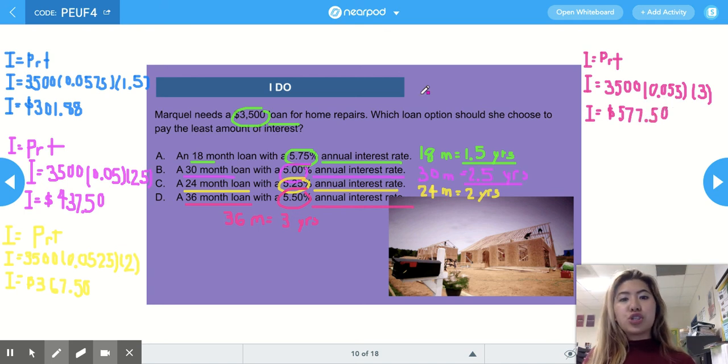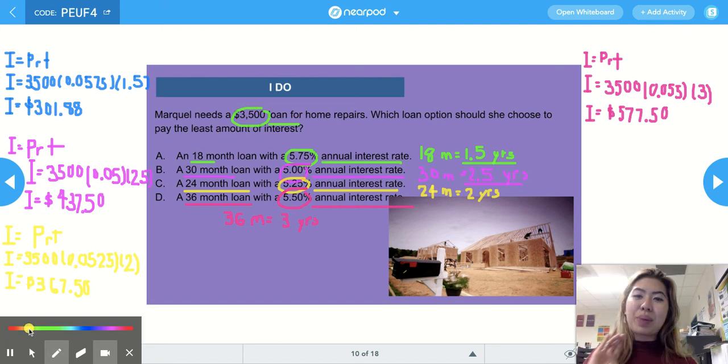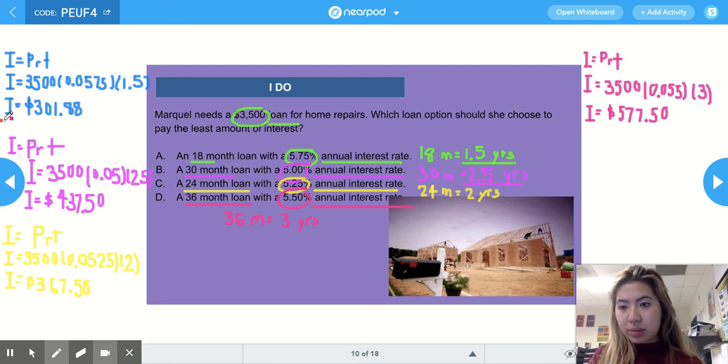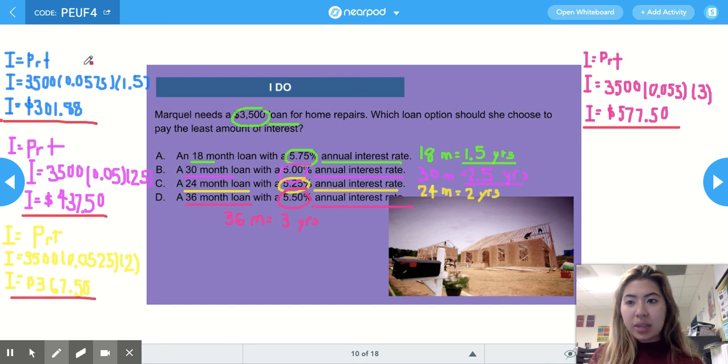So which loan option should you choose to pay the least amount of interest on the loan is what I mean. And if we compare all the different interest amounts for the different loans, we can see that it's clear that he should choose option A, the 18-month loan, which is also the least amount of time, even though it has the highest interest rate, because interest is not being calculated for as long as the other loans. So he would be saving money on this 18-month loan with 5.75 annual interest rate.